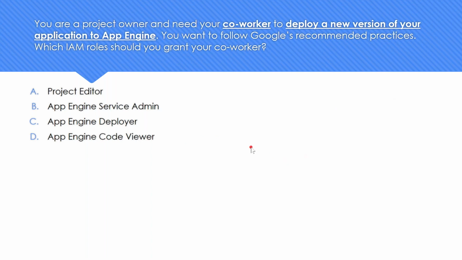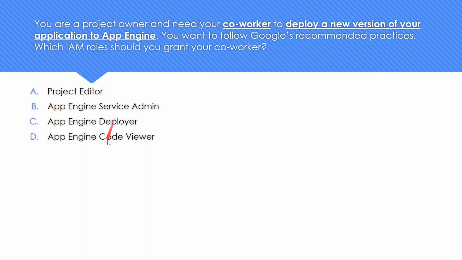Okay. So first of all, the principle of Google's recommended practice. Project editor: if I give that, it's not only editing App Engine, I can go edit something else also. So A gets ruled out. App Engine service admin: we don't know whether such a thing exists, but what we had seen in our pattern was that any predefined role always starts with the service name.